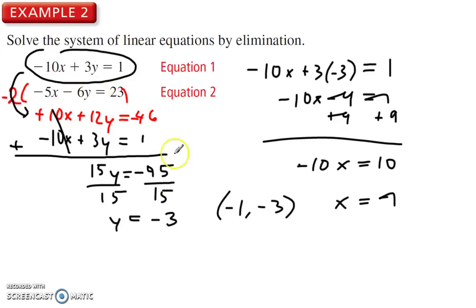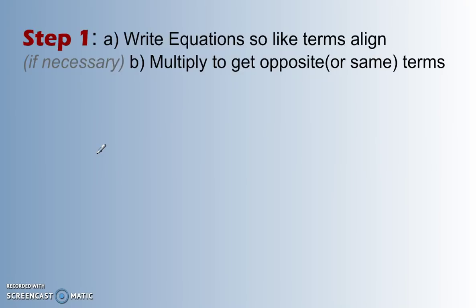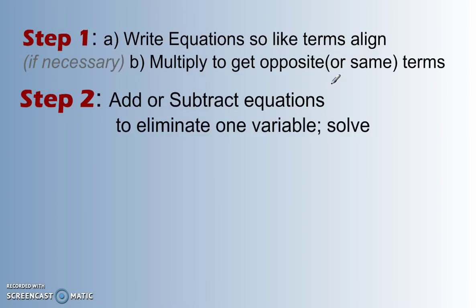And I can always check that by plugging it back in to the other equation. Alright, so write down these steps. Step 1 is write the equations so the like terms align. That way, if they're aligned, then I can subtract them. If one's in standard form and the other's in slope-intercept form, rearrange them so I can align the terms. And if necessary, multiply to get opposite or same terms, whichever strategy you prefer, adding or subtracting.